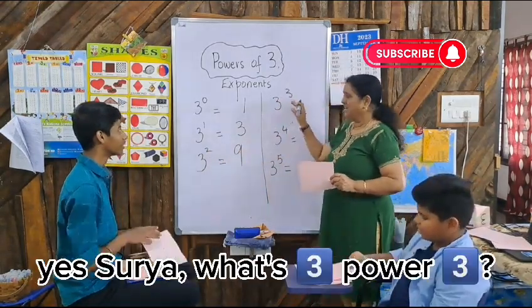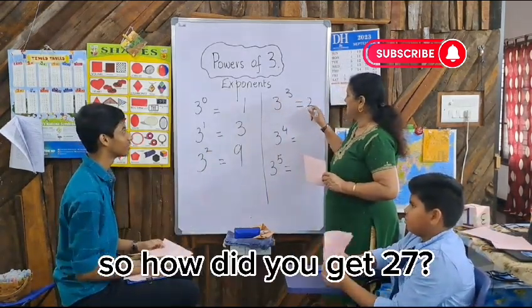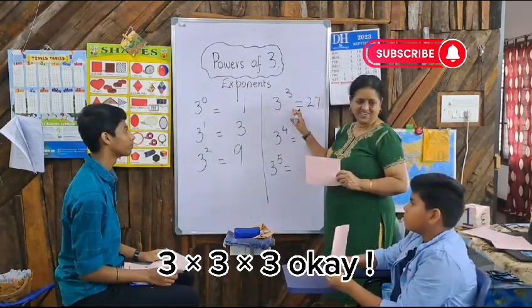Yes, Surya, what's 3 power 3? 27. Wow, good. So how did you get 27? 3 into 3 into 3.